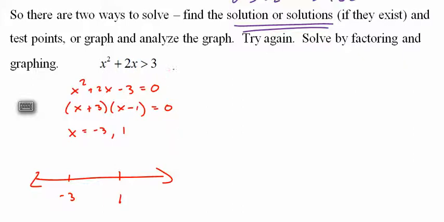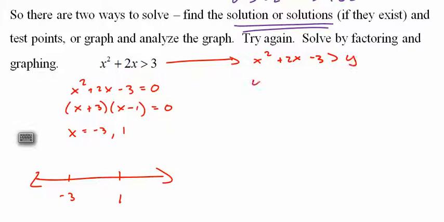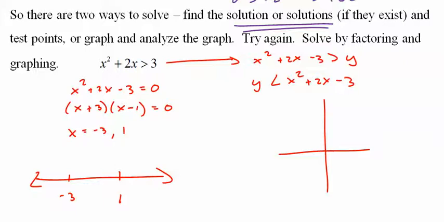Now if we were to graph it, we would be graphing x squared plus 2x minus 3 is greater than y. Y is less than x squared plus 2x minus 3. Very quick graph here. We know it hits at the x-axis here. Pardon me, y-axis here. We know it hits at 1. And we know it hits there.